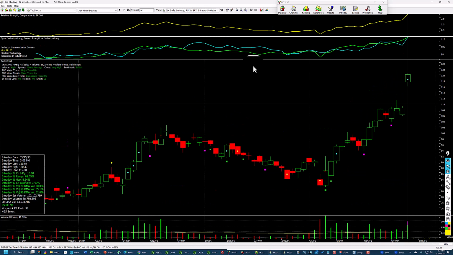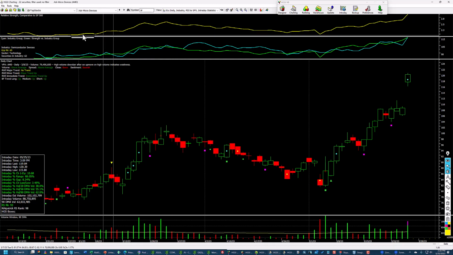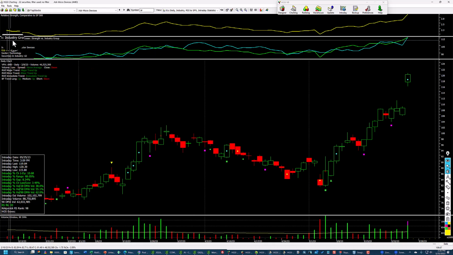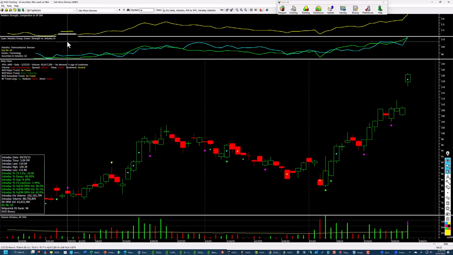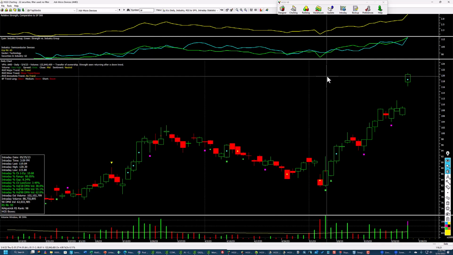Now let's just move up to 1C. This is another chart I put in for this webinar series. This is the comparison to the S&P 500. If you go over here, see that. And then the cyan is the industry group, just like in the other chart, and the green is the strength versus the industry group.